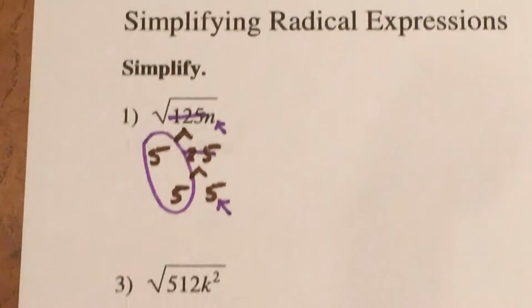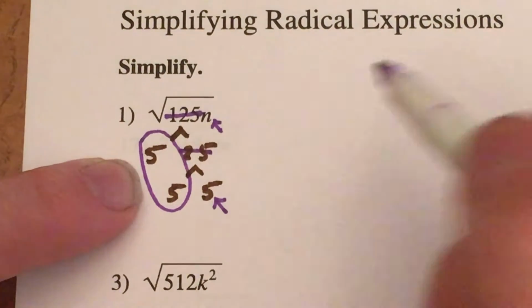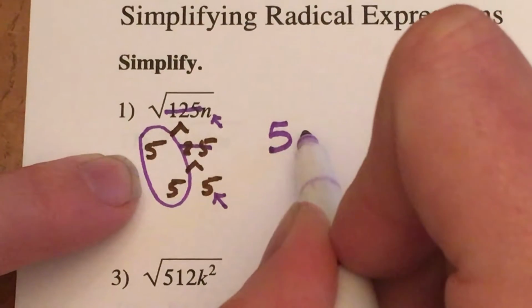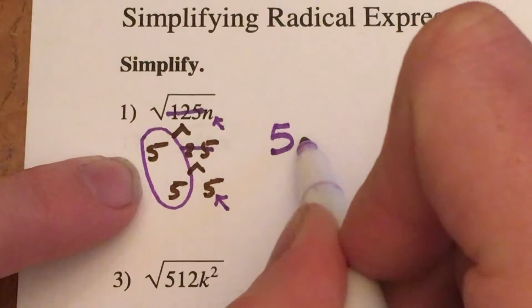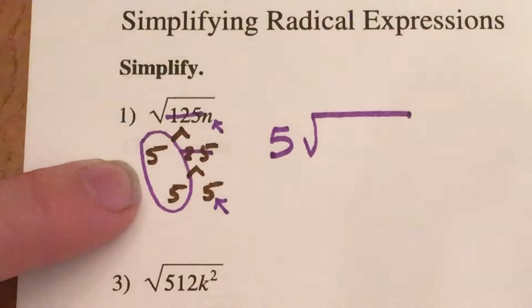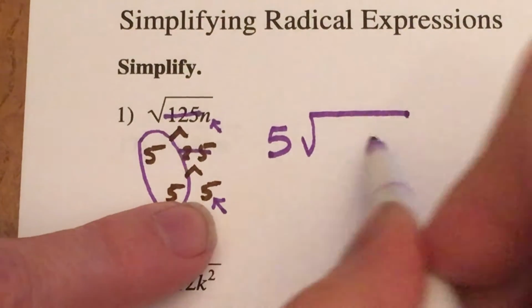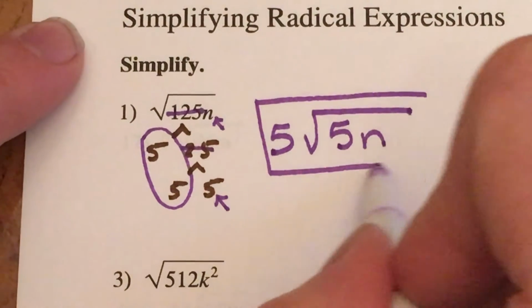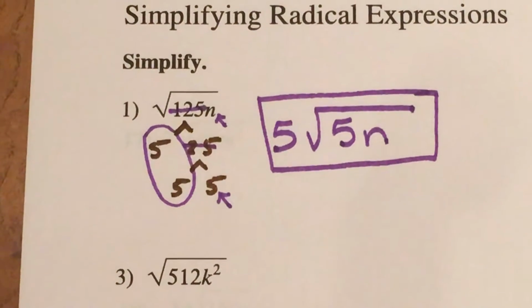Okay, so we're going to take just a representative bundle of 5s. Nothing else got to be a bundle, so square root, leftovers, back in the fridge, 5n, done. Great.